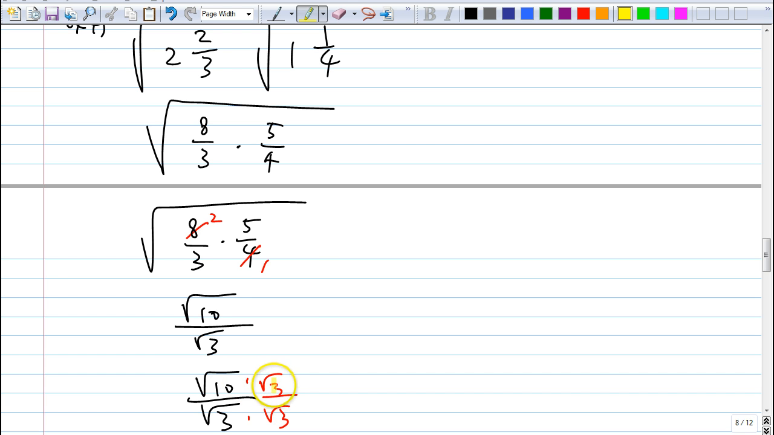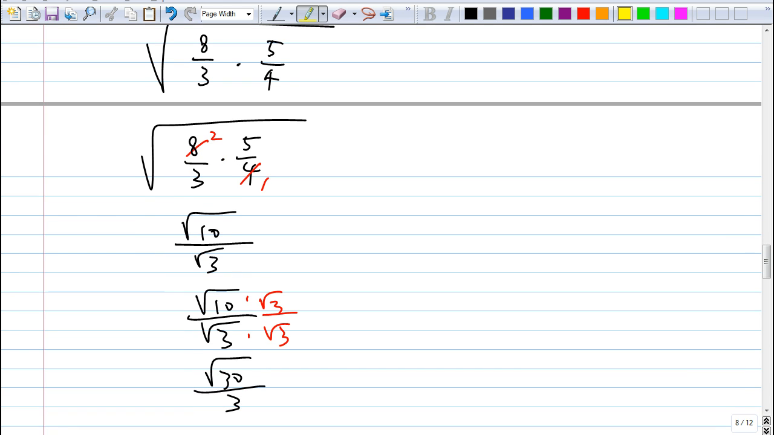But what I'm saying is, how is it that we can multiply rad 3 over rad 3? Is that okay to do to a fraction? Can you multiply a fraction by same thing over same thing? Yeah, because this is 1, right? It doesn't change its value, does it? Okay, so we get square root of 30 over 3. Easy enough? Okay. Any questions?